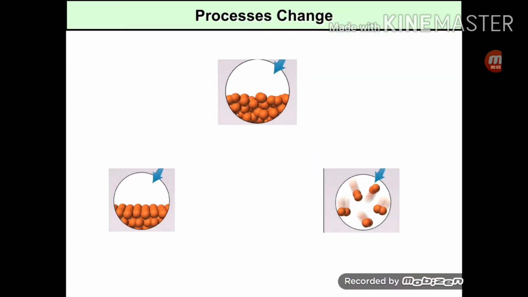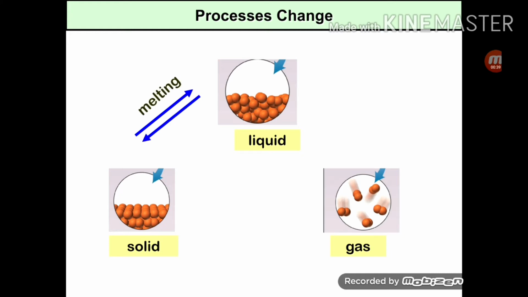Now, let's talk about process change, or phase change. What is meant by process change? It is the process by which we can change one state of matter to another. Matter can exist in three main states: number 1 is liquid, number 2 is solid, and number 3 is gas. The process change from solid to liquid is known as melting, and the process from liquid to solid is known as freezing.